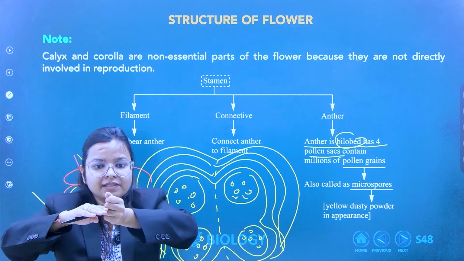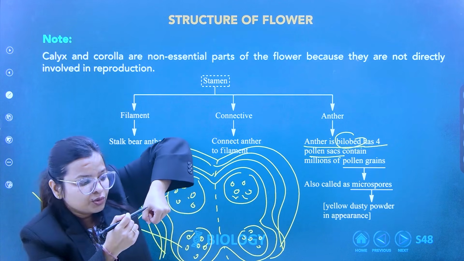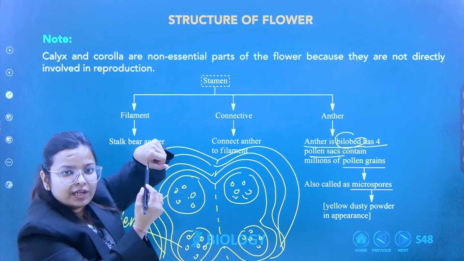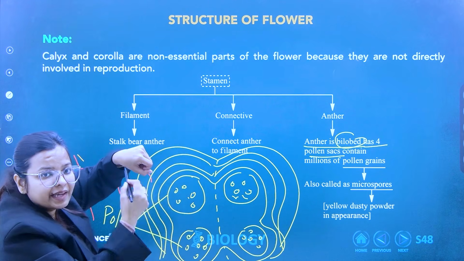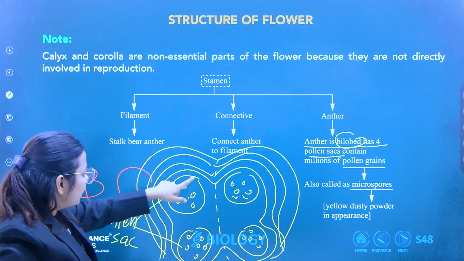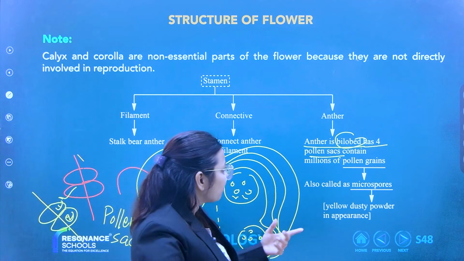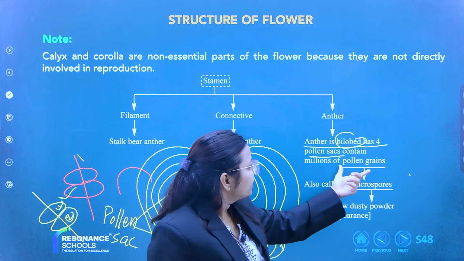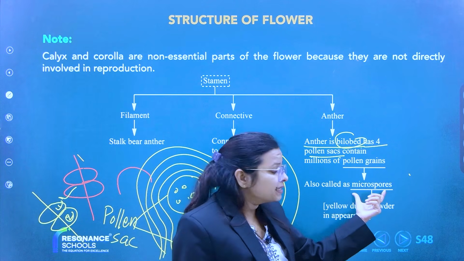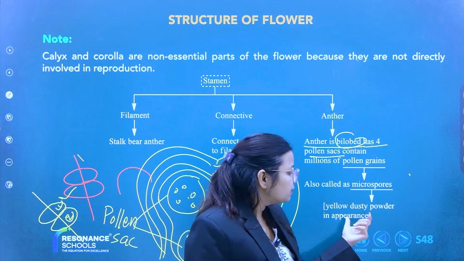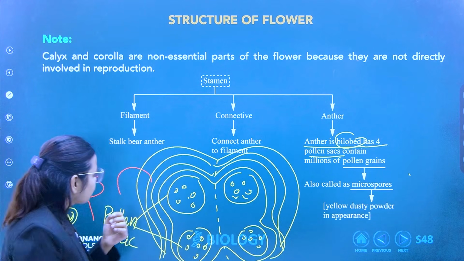If you cut it like this and look, only one sac is seen, but one more sac is there. So there are two chambers in one lobe, one and two, one and two, so there are four pollen sacs, and each sac has pollen grains, also known as microspores, yellow dusty powder in appearance.